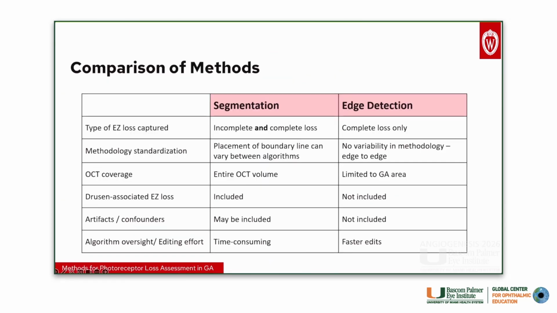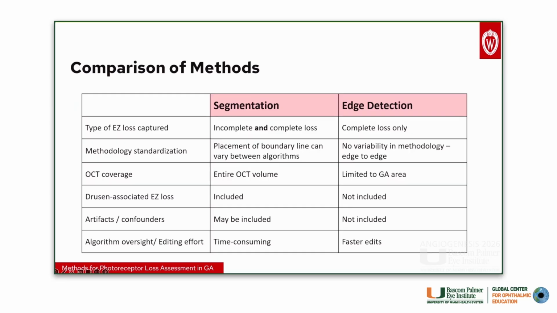So here are the differences between the two methods. Segmentation does both partial and complete EZ loss, whereas edge detection does only complete loss. The placement of the boundary line can vary between algorithms. Calculation of absence can vary between algorithms, whereas edge detection is a little more standardized because it's edge to edge of loss. There's not much you can do with that.